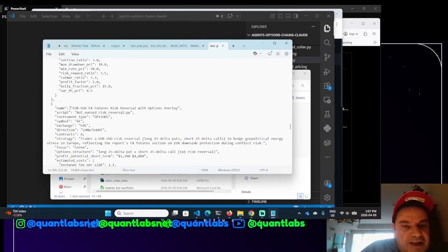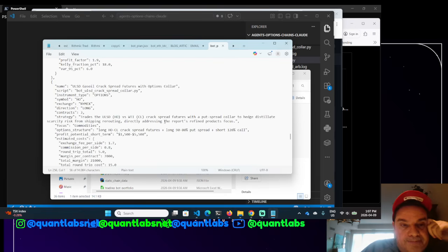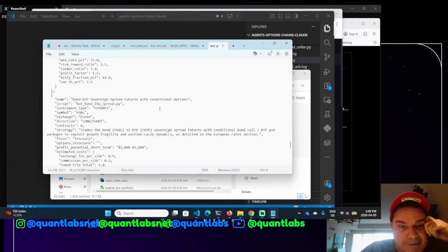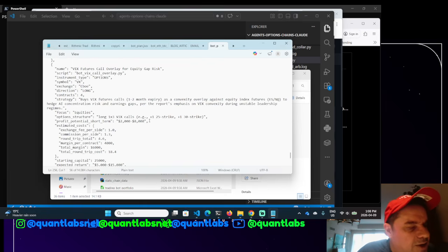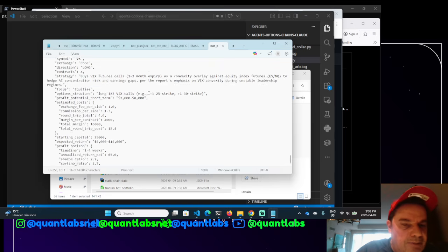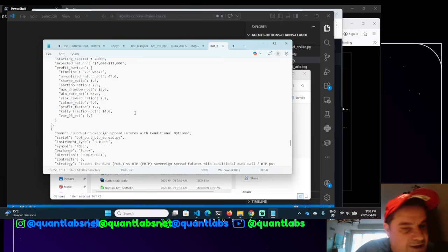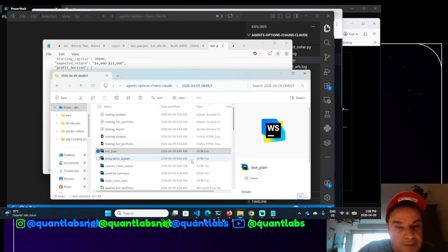Continuing along, we have Euro USD FX future risk reversal with option overlay. There's gas oil crack spread futures with option collar. The Bund BTP sovereign spread futures with conditional options. We don't trade those. Everything I do is U.S. specific, so we won't trade this because I want to have access to the market data. I could pay for it, but I'm not doing that. Then we have VIX futures call overlay for equity gap risk. This is all institutional level stuff, if you can't figure that out. So let me show you the big report this thing's talking about.